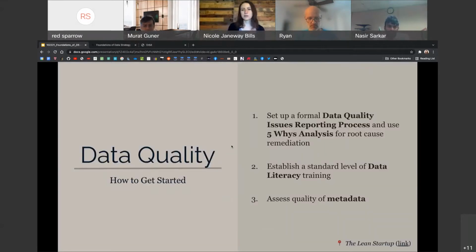In order to move forward with a data quality initiative, you should first set up a formal data quality reporting process. So in the Lean Startup, Eric Ries talks about the importance of asking why 5 times in order to reach the root cause of a problem. That exercise is relevant to investigating data quality issues and conducting root cause remediation.